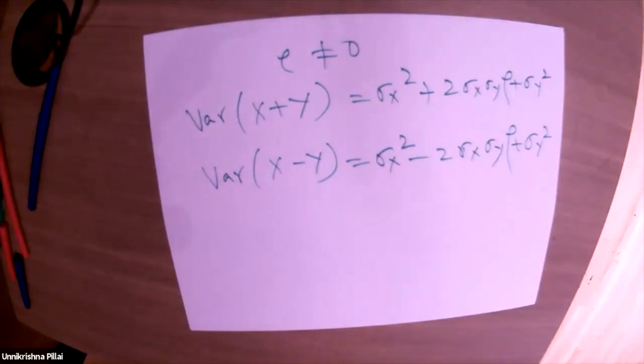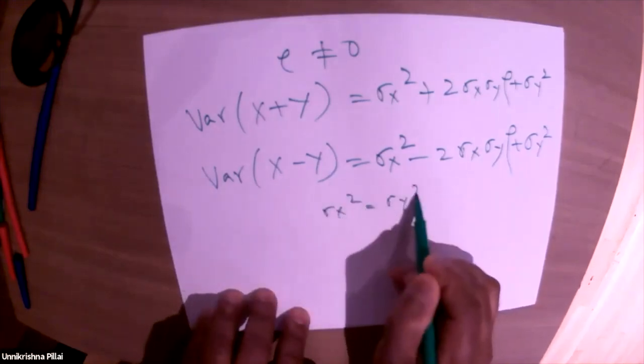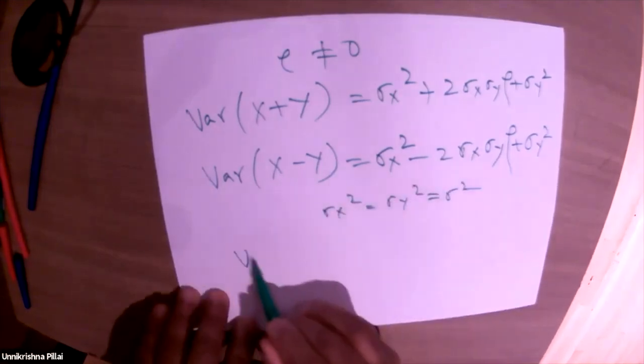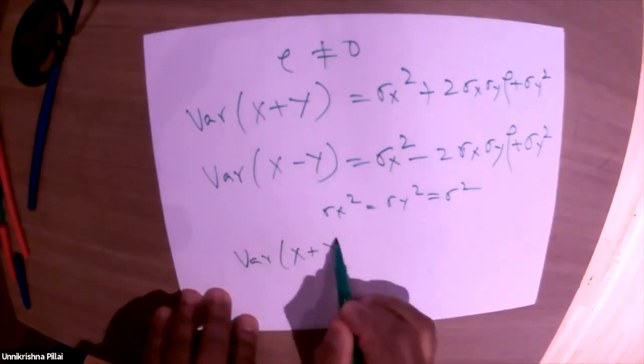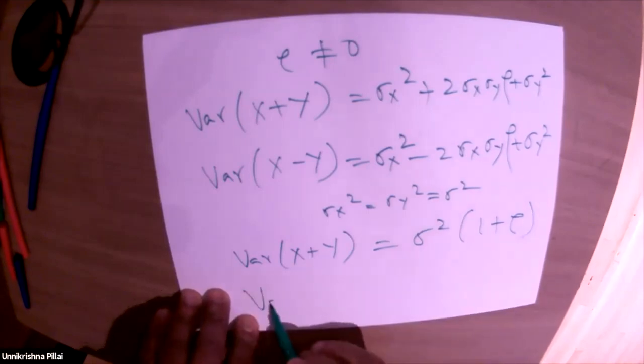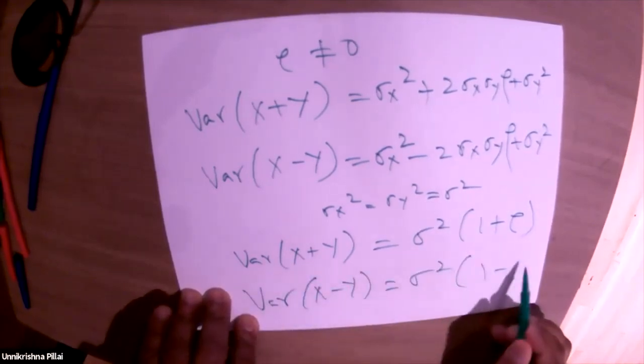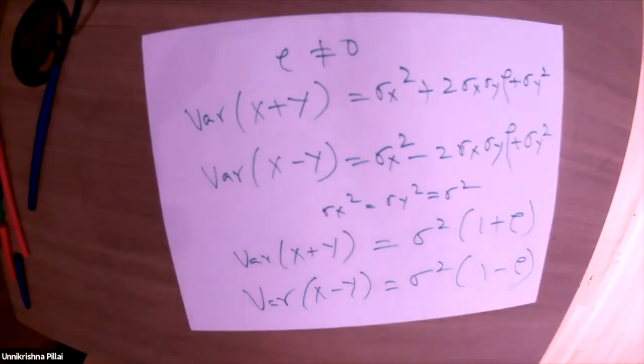So if rho is not zero, which one has lower variance? Anybody? Let me make it simple. Let's say sigma x squared and sigma y squared are equal to sigma squared. Then the variance of X plus Y is sigma squared multiplied by 1 plus rho. Variance of X minus Y is sigma squared. So which one has lower variance? Anyone?